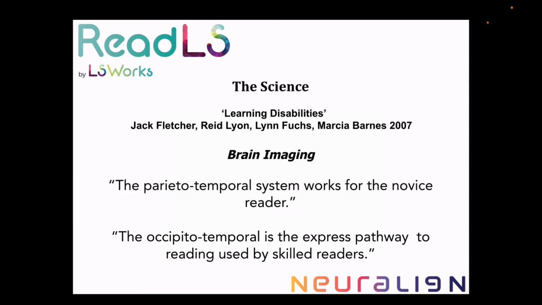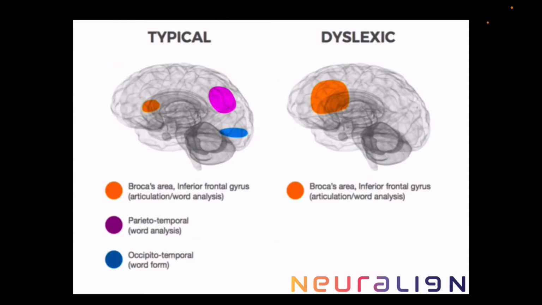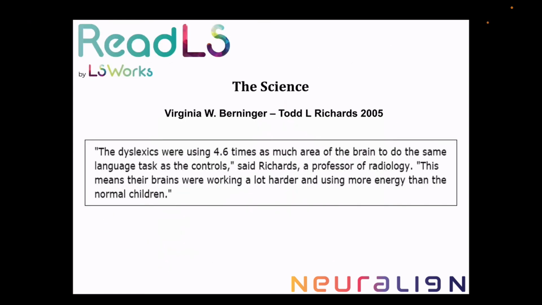So we know the parietal temporal system works for the novice reader, and the occipital temporal is the express pathway to reading used by skilled readers. The dyslexics were using 4.6 times as much area of the brain to do the same language task as the controls. That's one of the reasons they come and they have a headache, or they work so hard. Their brain is using so much more energy, but just not efficiently.